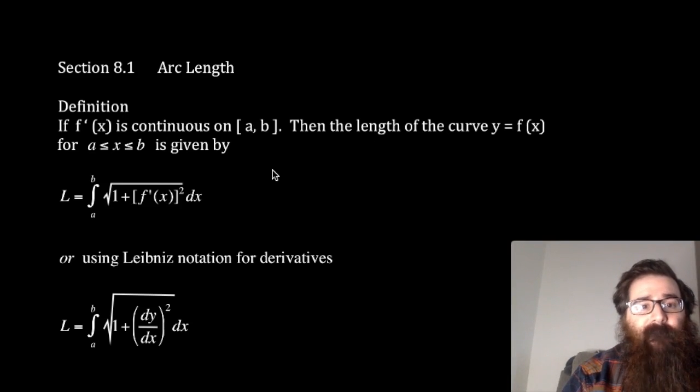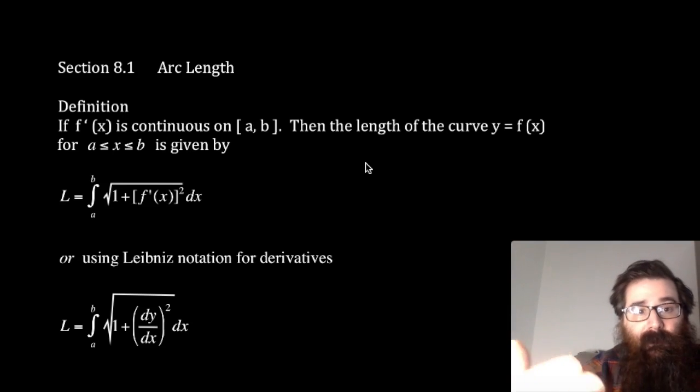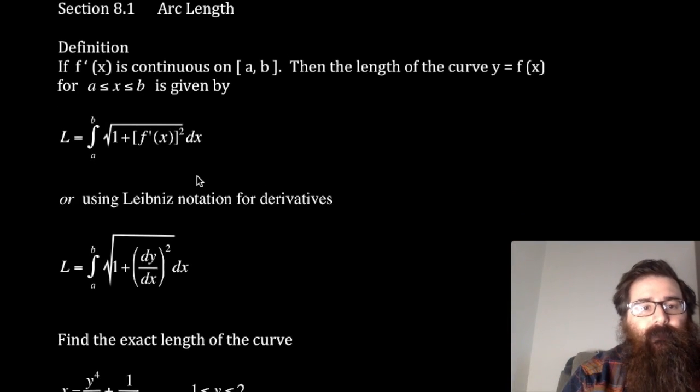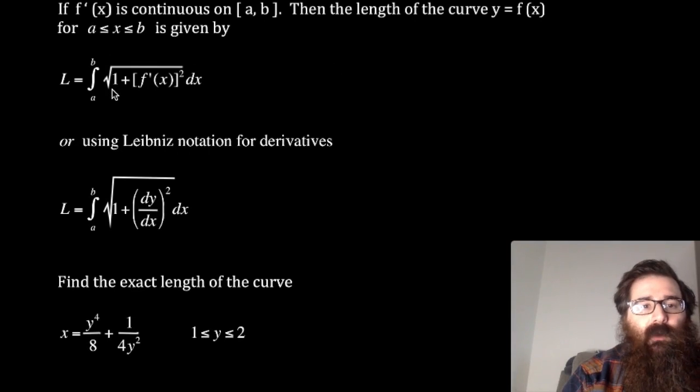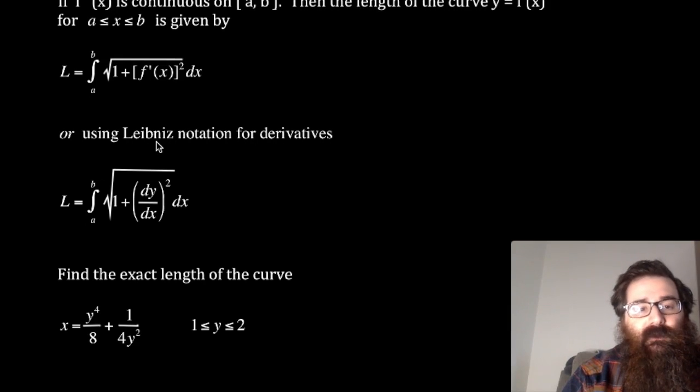Remember, we say if f prime of x is continuous on the interval from a to b, then the length of the curve y equals f of x for a to b is given by a familiar formula. We are integrating from a to b to find arc length, the square root of 1 plus our derivative squared, with respect to x. Or of course we could use Leibniz notation if you prefer. That would be the integral from a to b of the square root of 1 plus dy dx squared, integrating with respect to x.